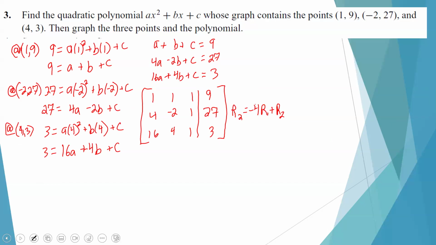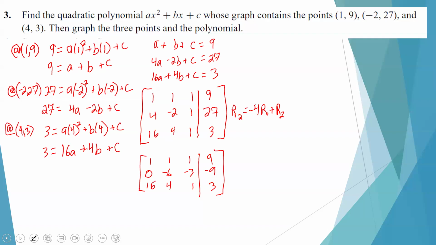I would have, put down what we'd have. Row 1 didn't change: 1, 1, 1, 9. What did change? Row 2 changed. Row 2 now becomes 0, -6, -3, and -9. All beautiful numbers. Row 3, I didn't change, so this stays 16, 4, 1, 3. Great. But my leading terms are 1, and I have a 0. So now I need to get this one down to 0.